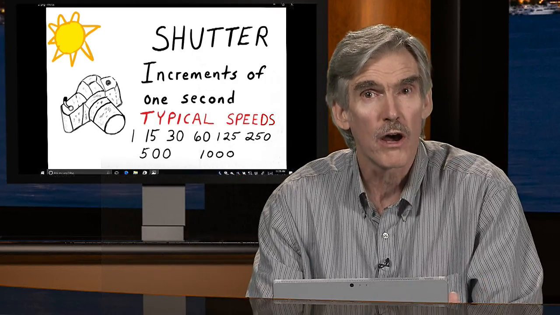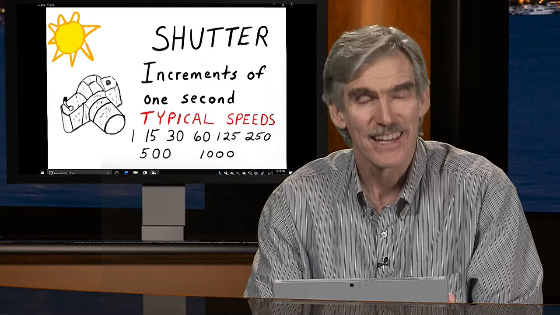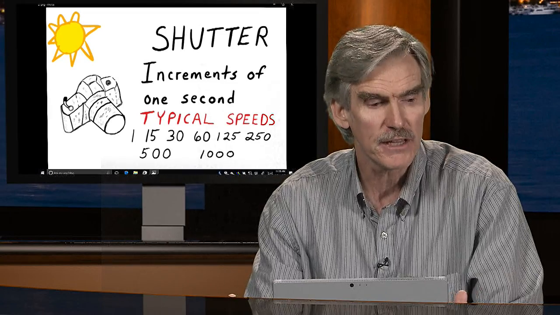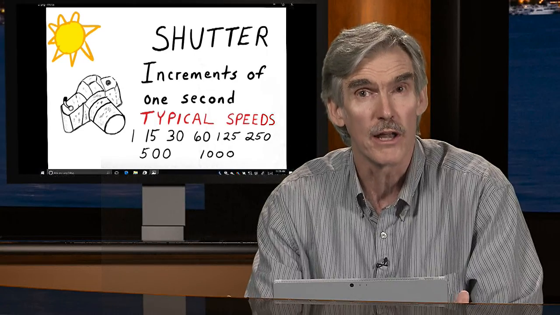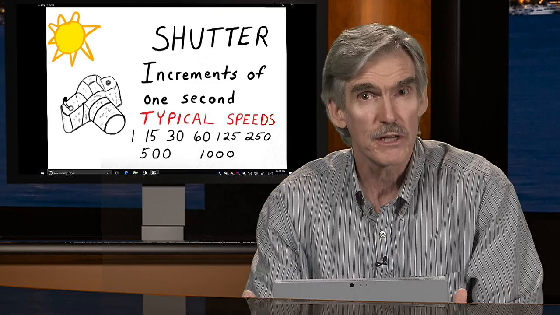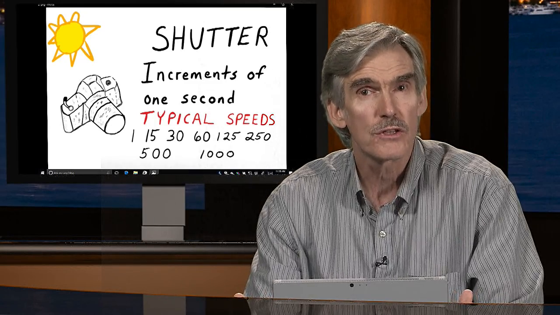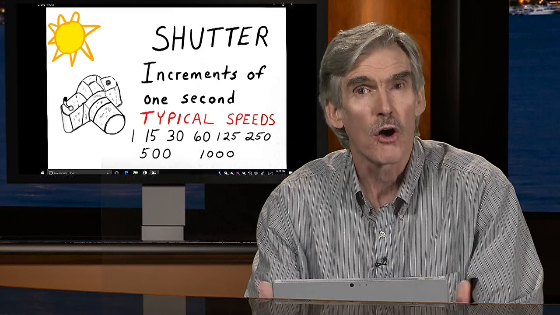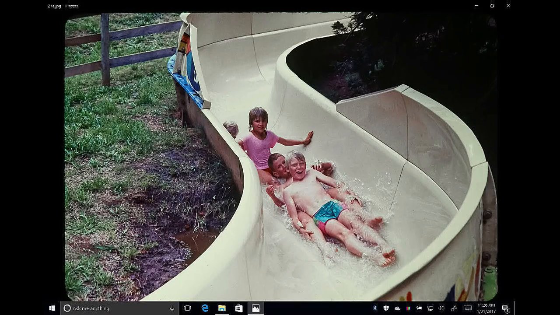So 1 over 1 means that shutter is open for a full second. If it's 1 over 15, it's a 15th of a second. If it's 1 over 30, it's a 30th of a second, and so on. And so the longer shutter speeds, like 1 second, 1/15th, 1/30th, those are very long shutters, and you'll get a lot of motion blur. If you want to avoid motion blur, you need to go to 1/500 or 1/1000.